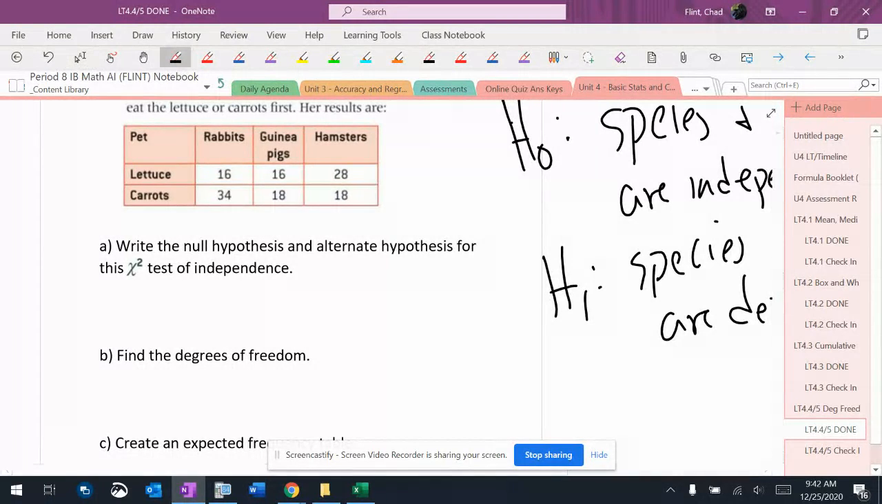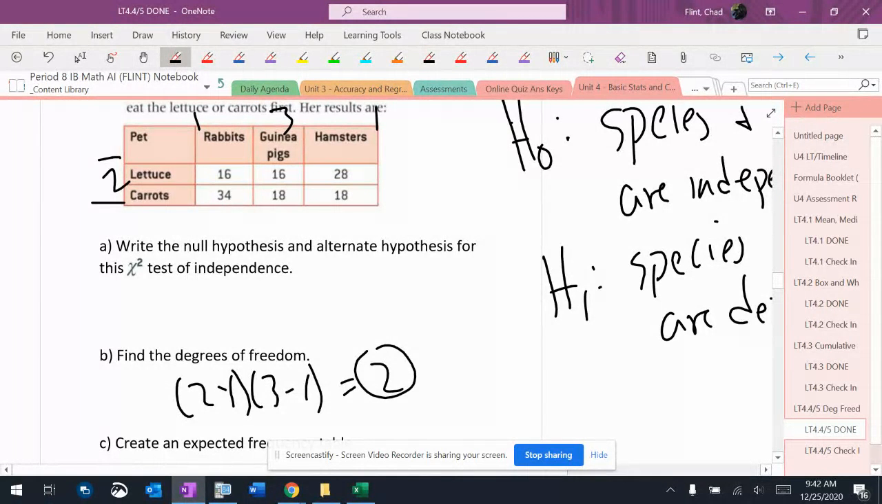Degrees of freedom. Yeah, there's no total again, so I'm okay there. I don't have to ignore that. So 2 minus 1, 3 minus 1, 2. You're going to notice that a lot of the stuff you do is going to have 2 or 3 or 4 degrees of freedom. That's pretty standard.